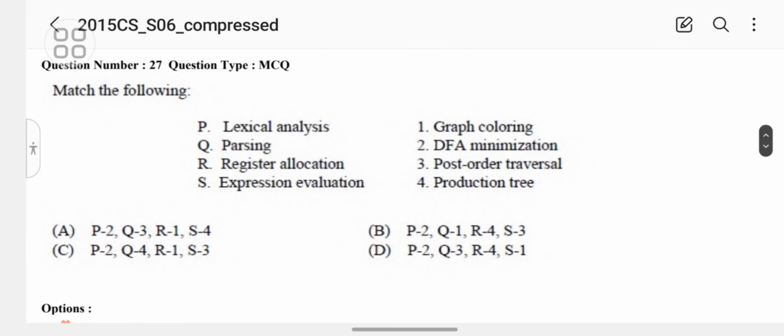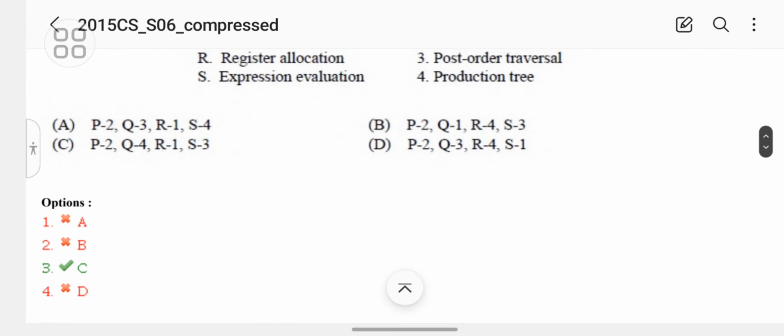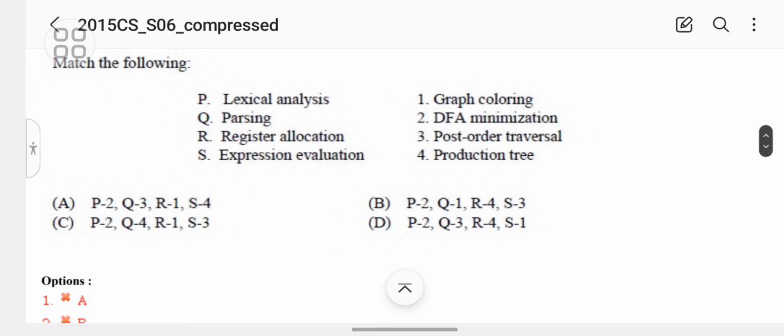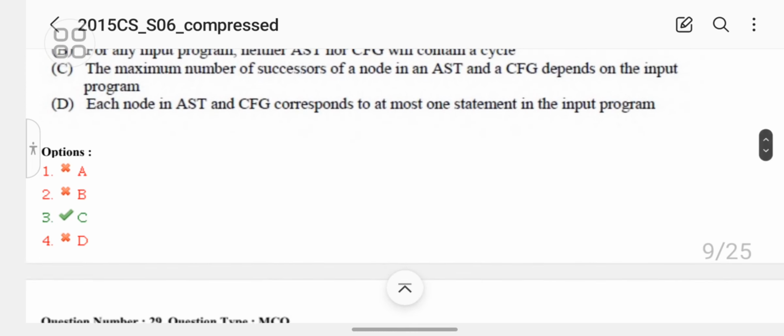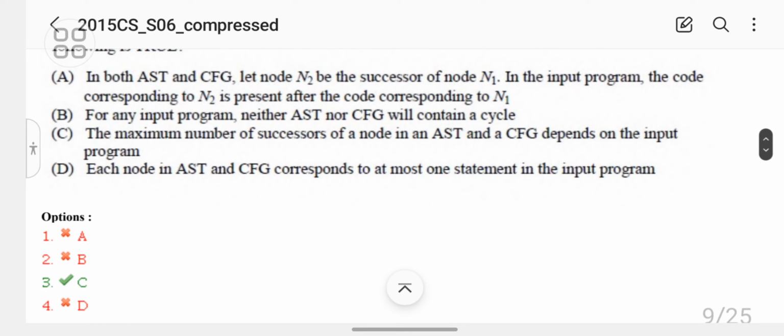27 is match the following. For this the answer is C. Basically, P, lexical analysis, is DFA minimization; parsing is 4, that is, production tree; register allocation is 1, that is, graph coloring; and expression evaluation is 3, that is, post order traversal. 28: in the context of abstract syntax tree (AST) and control flow graph (CFG), which one of the following is true? For this our answer is C, that is, the maximum number of successors of a node in an AST and a CFG depends on the input program.